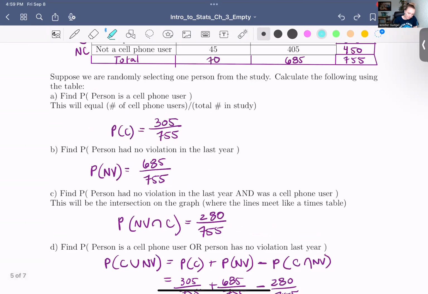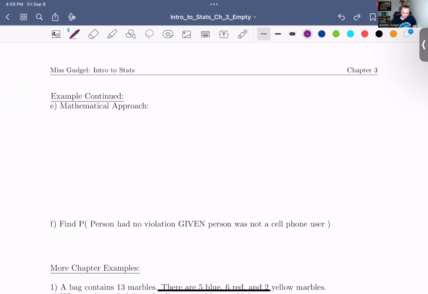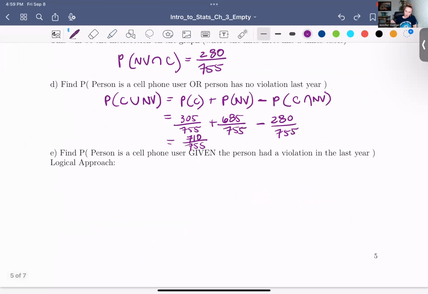All right, and finally, we have the probability of a conditional probability with a contingency table. All right, we have two approaches for this. So this is a long video, I apologize. But the one approach is to use our contingency table and kind of think through it logically. I mentioned earlier that we could imagine we had a pool with all of the people in our study in it. So that had all 755 people in it. And we were randomly selecting someone. Well, out of these, for cell phone users, there were 305 different ways to select a cell phone user.